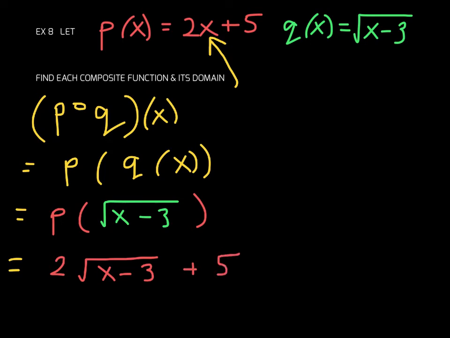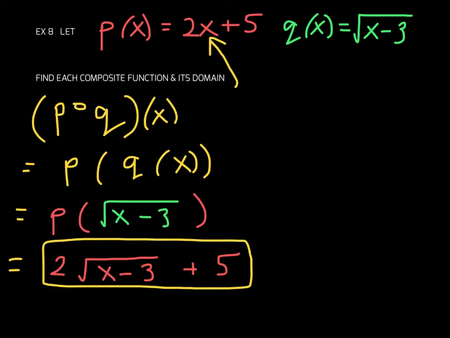Now, this is as far as you can go, to be honest. I mean, this is the function that we found. You cannot distribute the 2 inside the radical. You can never do that. You cannot add the 2 and the 5 together because they are not like terms. 5 is a constant term, and 2 is being multiplied by this radical. So really, fight any temptation to simplify this. You are done. Now, let's talk about its domain, shall we?